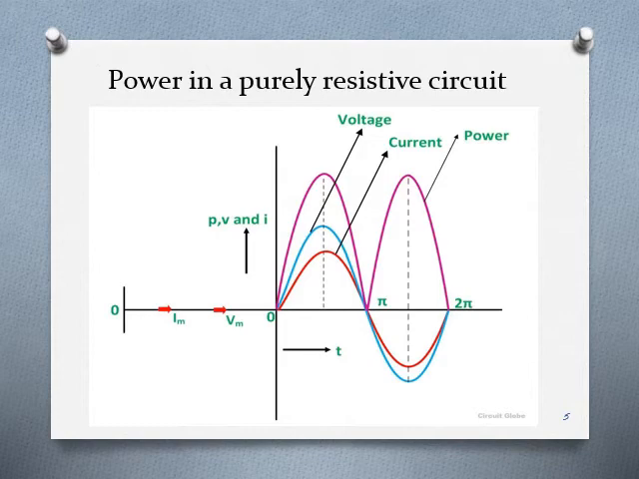Now look at the negative half cycle, pi to 2 pi. Both current and voltage are in the negative half. Again, power being the product of voltage and current, negative voltage into negative current will give a positive power. Therefore, the power waveform comes in the positive half cycle. So you may see that the power waveform is somewhat like a fully rectified output waveform.